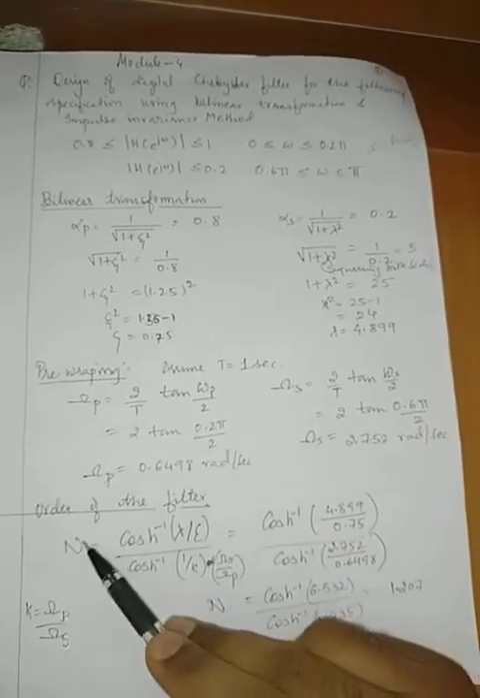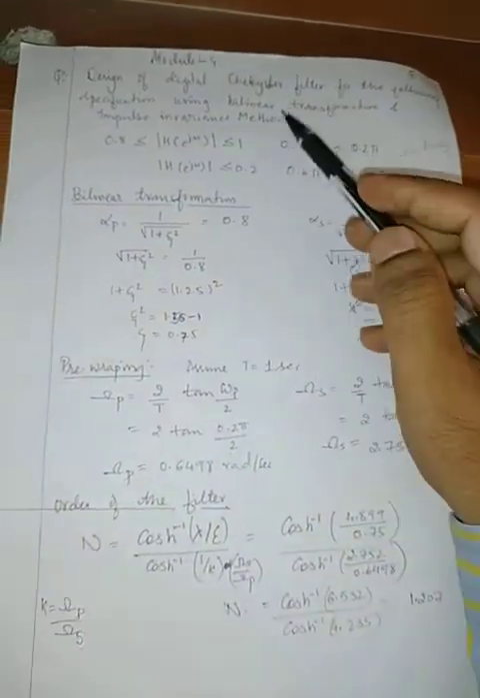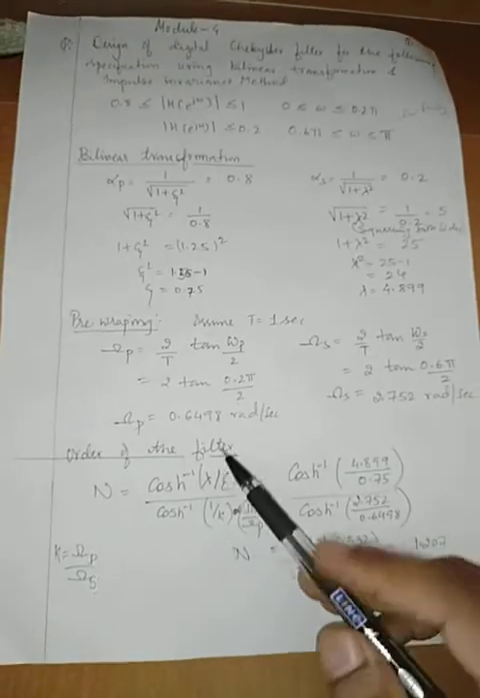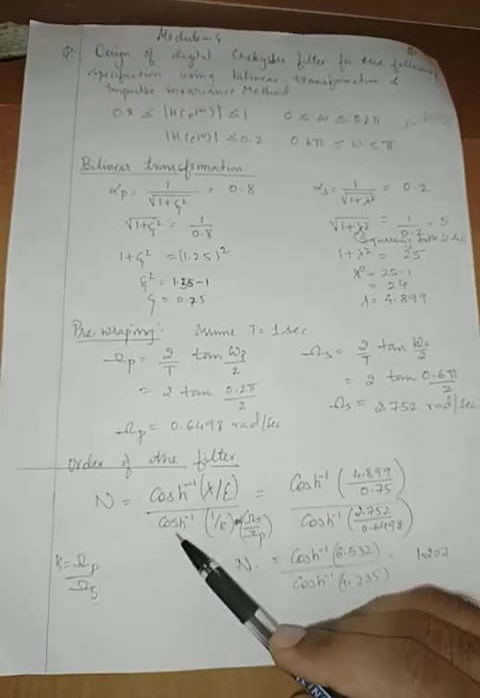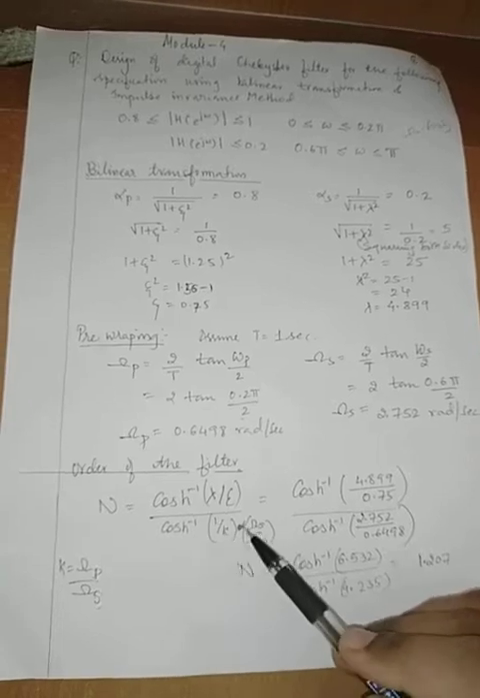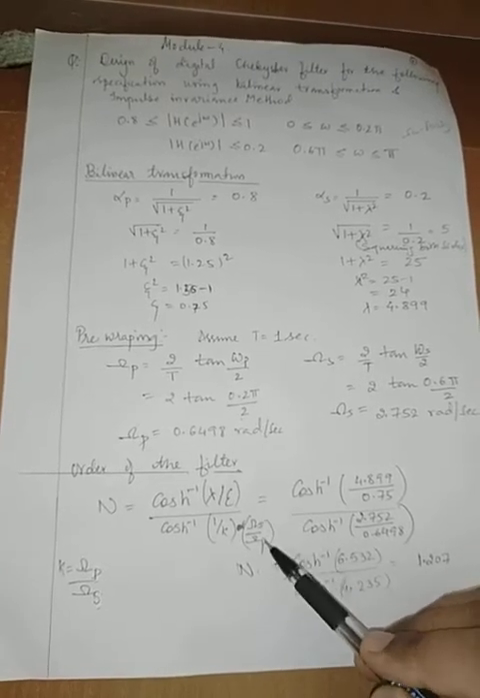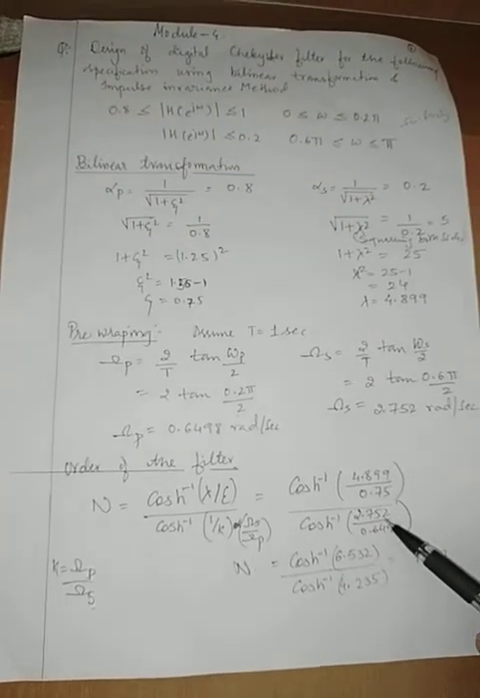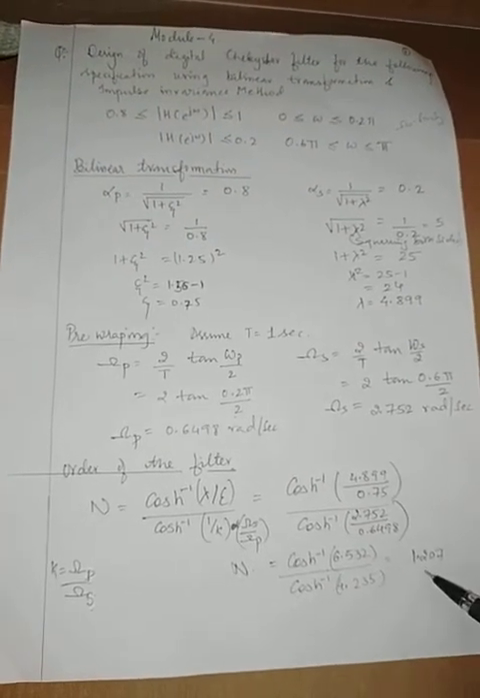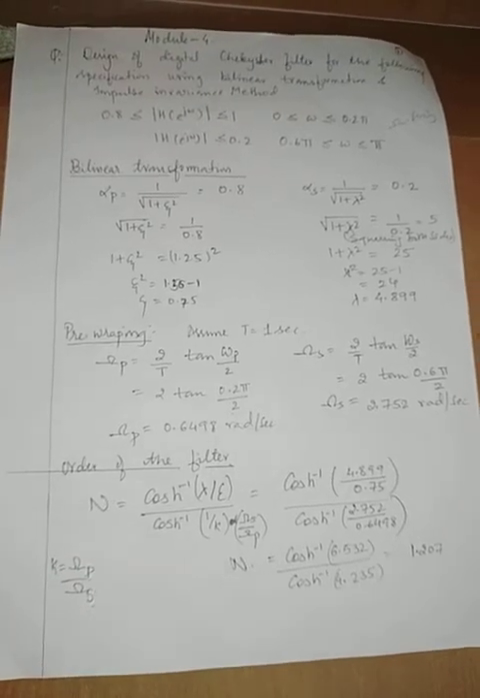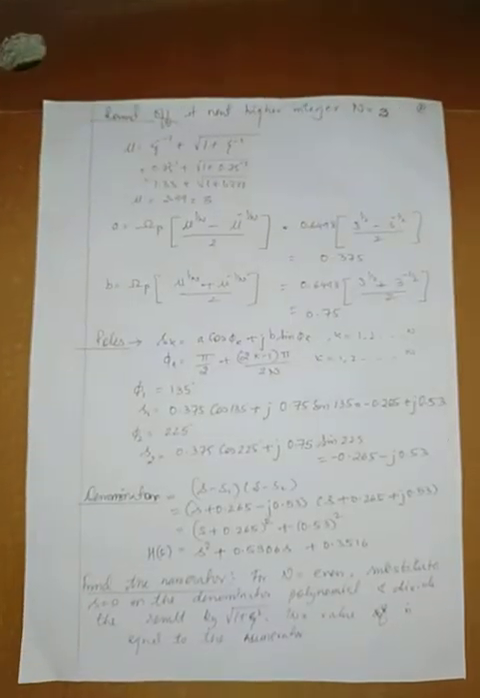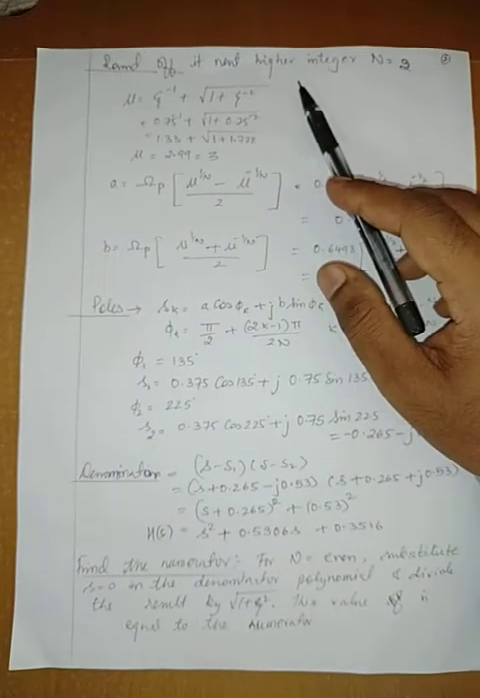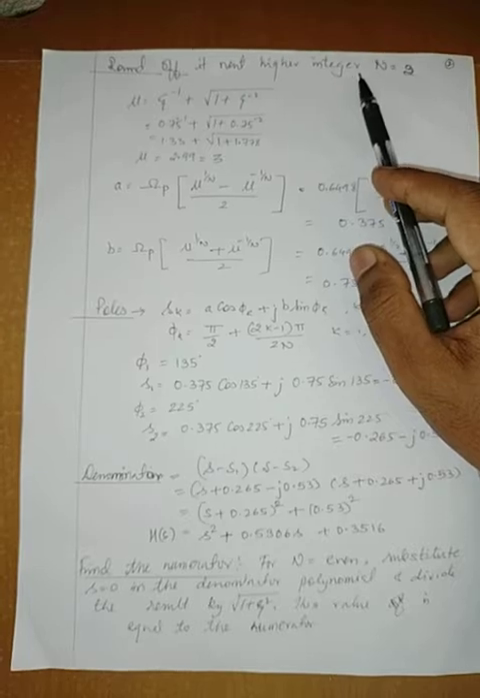Now after this we need to find the order of the filter. So we are looking at a Chebyshev filter, so the formula will change for the order of the filter n. It is cosh inverse of lambda by zeta divided by cosh inverse of 1 by k, or it can be cosh inverse of omega s by omega p. Substitute the values of lambda, zeta, omega s and omega p. You get the order as 1.207. Now round off the value of n to the next higher integer. So therefore the value of n is 2.